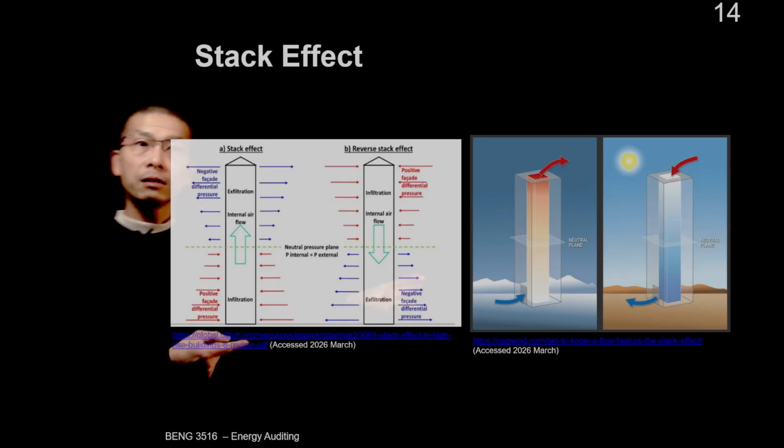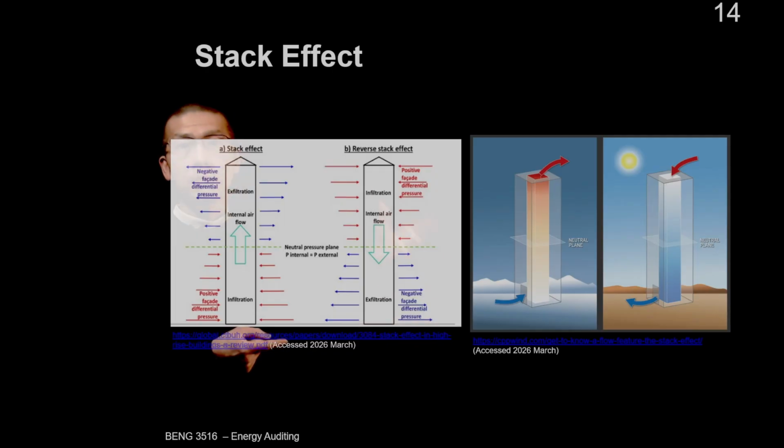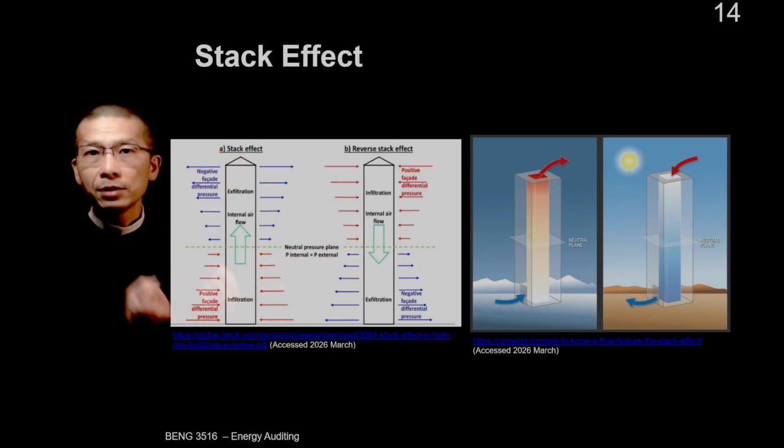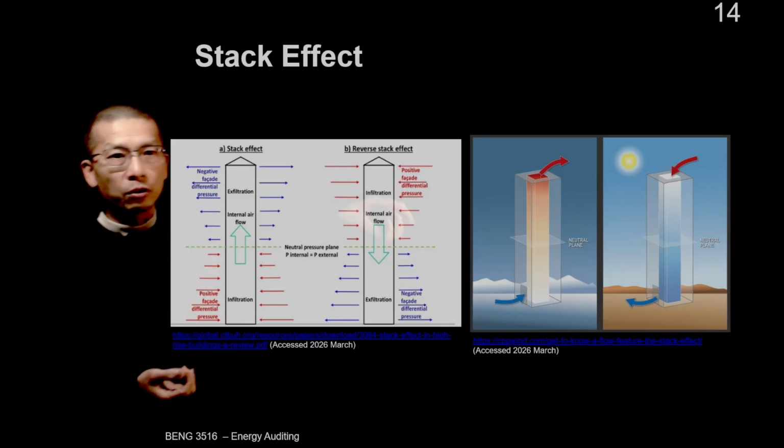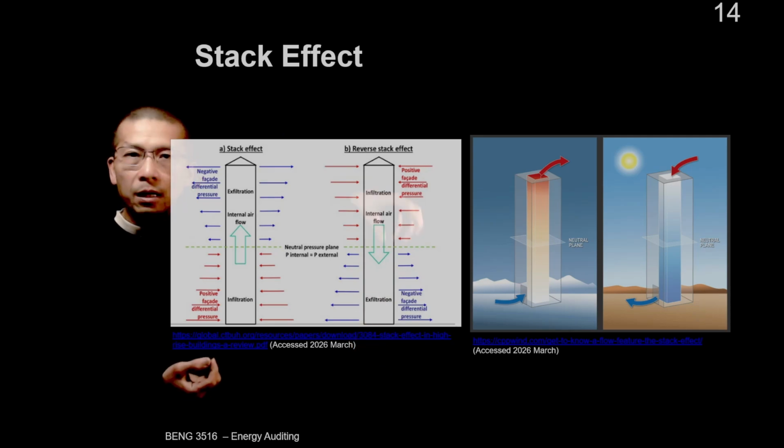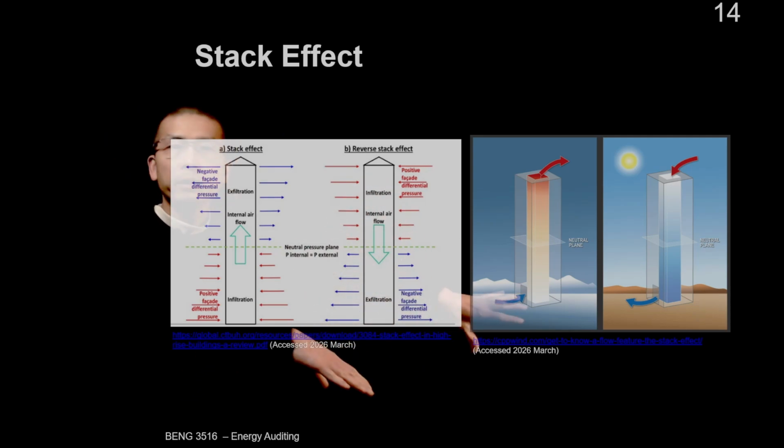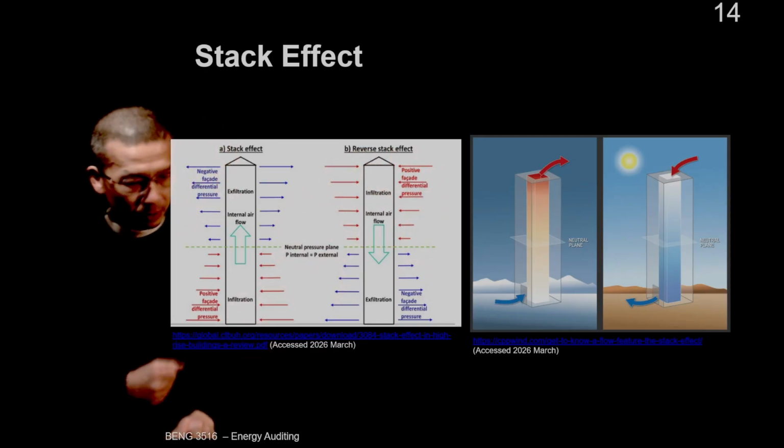During the summertime, everything is reversed. You still have that neutral plane, but now we are using air conditioning. When we are using air conditioning, the air is cooler and denser, so it tends to go down, and that pushes air out at the bottom floors, and therefore air will be drawn in on the top floors. So that's called stack effect.